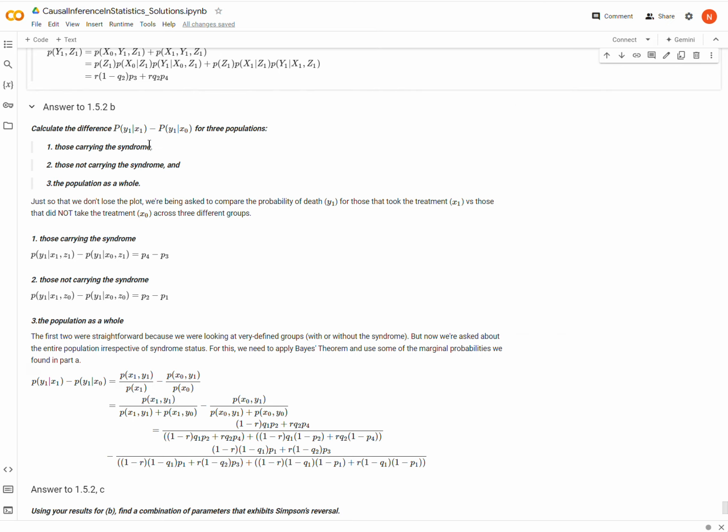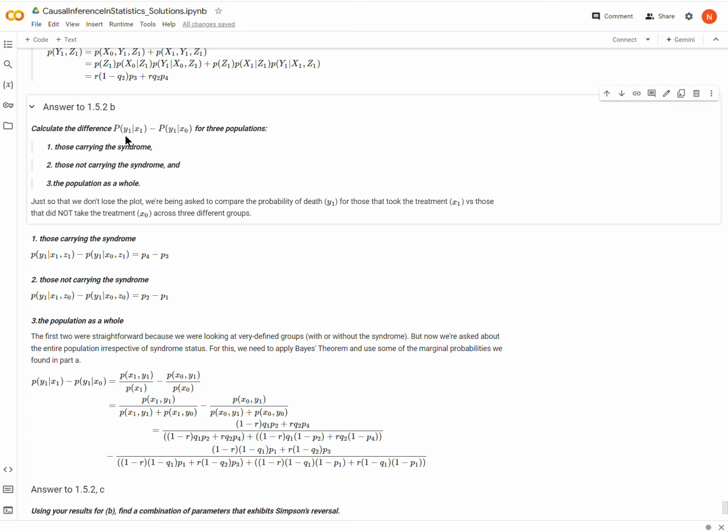Okay, so now we're going to calculate the difference between this term and this term. So what are these terms? It's the probability of dying given the receipt of treatment minus the probability of dying without taking the treatment. Okay, and we're doing it for three populations: those with the syndrome, those without the syndrome, and then the population as a whole. Okay, so what is this? What is this difference?